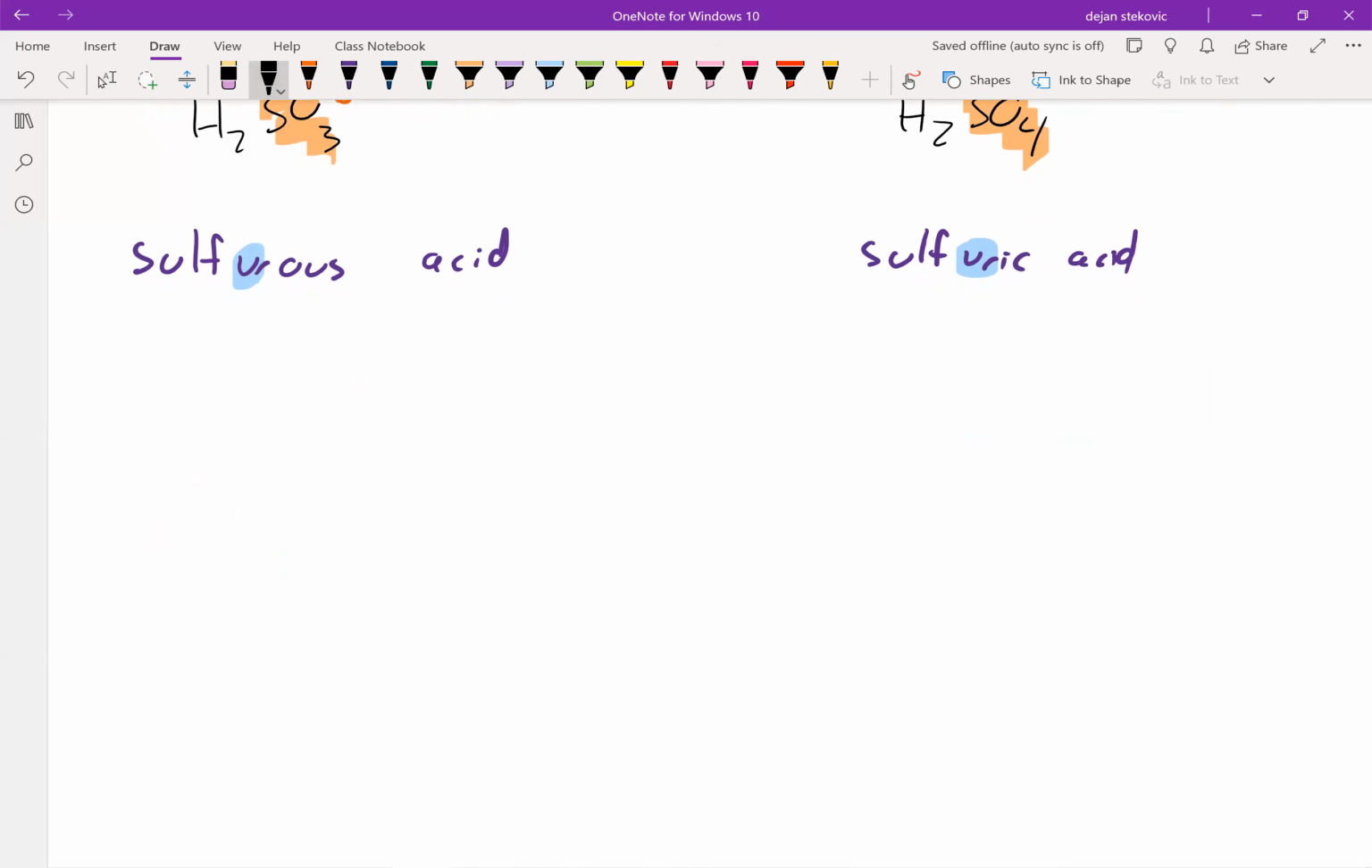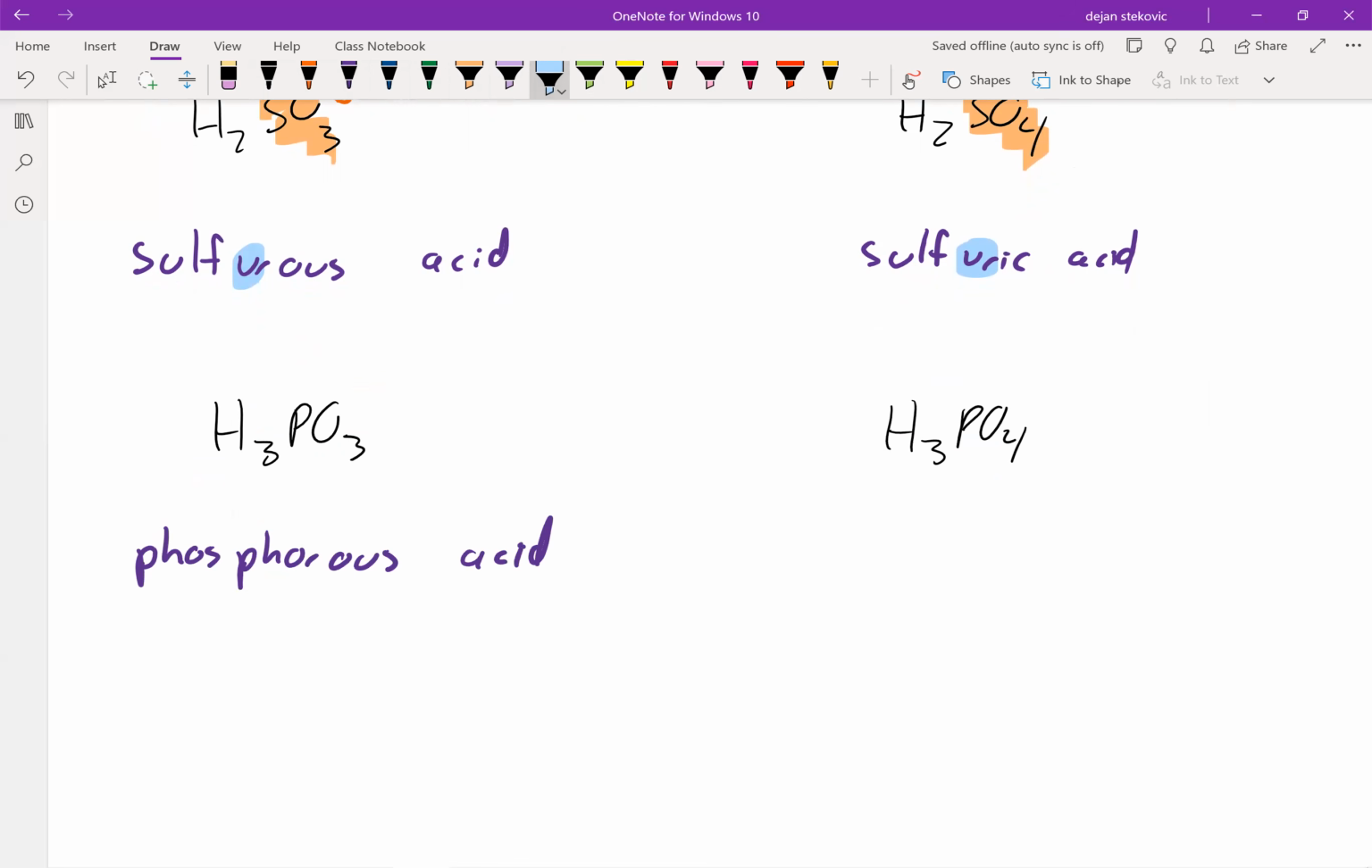Similar for our phosphorus-based oxyanions and acids. So we have H3PO3 and H3PO4. This one over here would change to phosphorus acid. So it gets an OR added to it. And then the H3PO4 would switch to phosphoric acid.